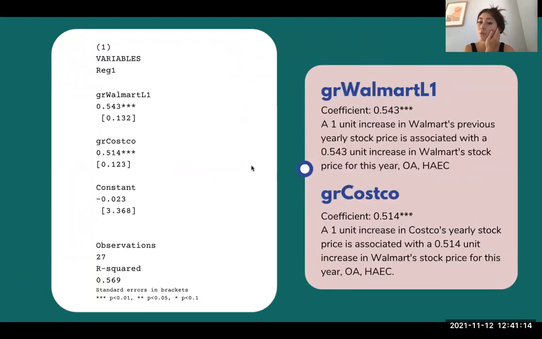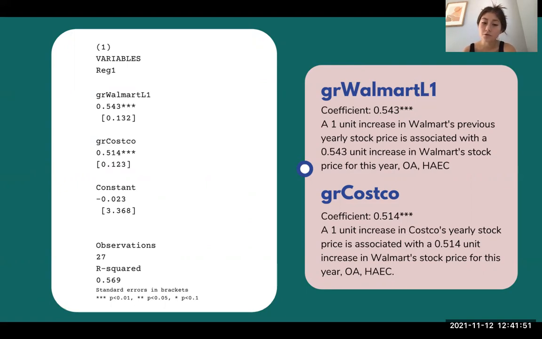And on this slide, we can see the output of the time series regression, and we have GR Walmart L1 and GR Costco. The coefficient for Walmart with the one lag is 0.543 with 3 asterisks next to it. This means that the coefficient is significant at a 0.01 significance level, which is really good. We want that. We can directly interpret these results by saying that a 1 unit increase in Walmart's previous yearly stock price is associated with a 0.543 unit increase in Walmart's stock price for this year on average, holding all else constant.